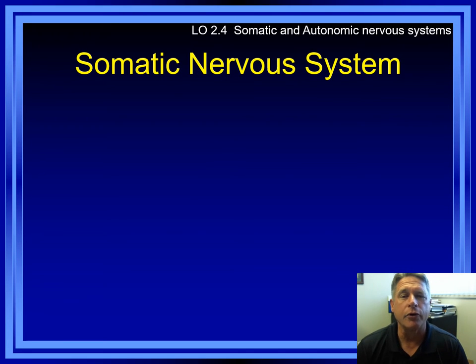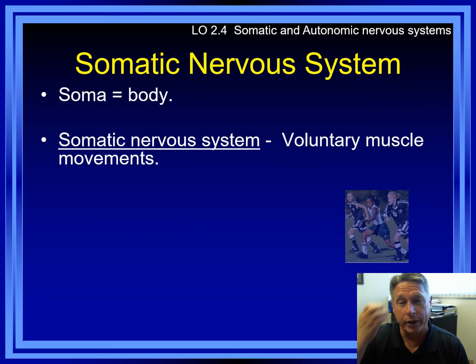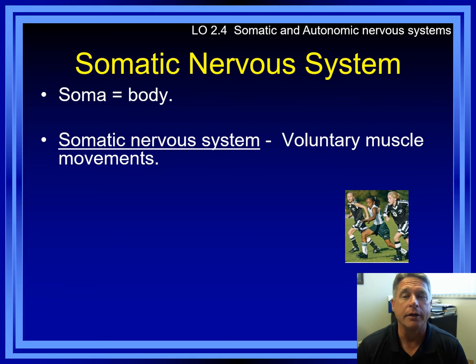Now, the peripheral nervous system has two subparts, and these are pretty basic in their explanation. The first is what is called the somatic nervous system. And the somatic nervous system, know this, soma is body. All right. If you've read into the chapter already, we talk about the soma as part of a neuron. Soma means body. The somatic nervous system, therefore, is bodily neurons.